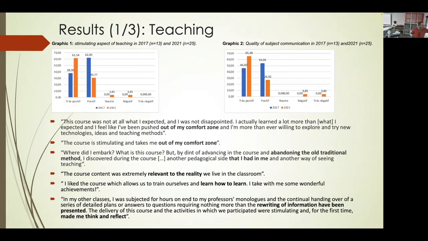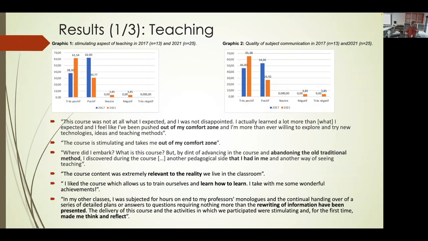And the same for the quality of subject communication. What they say in the comments: 22 comments from 22 students, and 20 were positive and 2 were negative. So we can connect with these two people in the graphic. Two times they mentioned I was out of my comfort zone. It was really, really difficult. It was really stimulating, but I was out of my comfort zone.